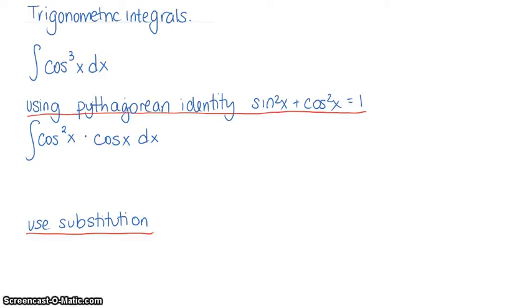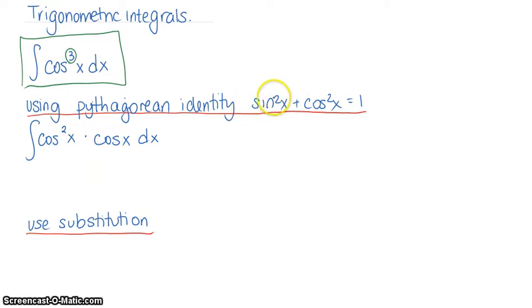We're going to look at some trig integrals now, primarily when we have powers of cosine and sine. One of the things we're going to start with is this example here, and you'll notice that it's got a power of 3. We're going to use our Pythagorean identities to help us split this up and to use substitution to find the integral. So I've split it up: cos squared x times cos of x.